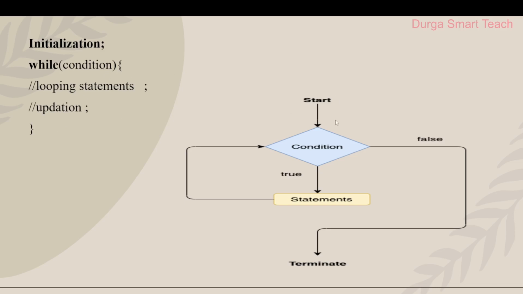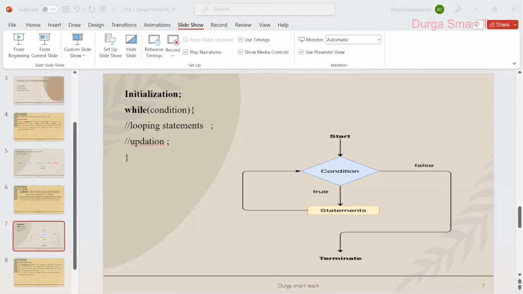Okay, start. Next it will check the condition. If the condition is true, then statements, again condition. If the condition is true, then statements. If the condition is false, then only it will terminate the loop. Okay, so let's see the program.